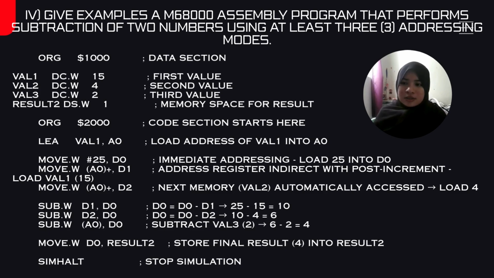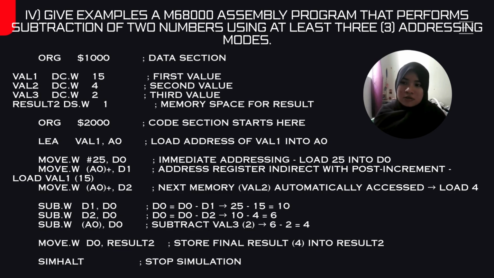Okay, this uses the post increment mode. It takes val 2 equal to 4 and stores it into D2, and then A0 moves to the next memory location, which is val 3. So D2 equal to 4 and A0 now points to val 3. Next is the instruction sub.w D1 D0.